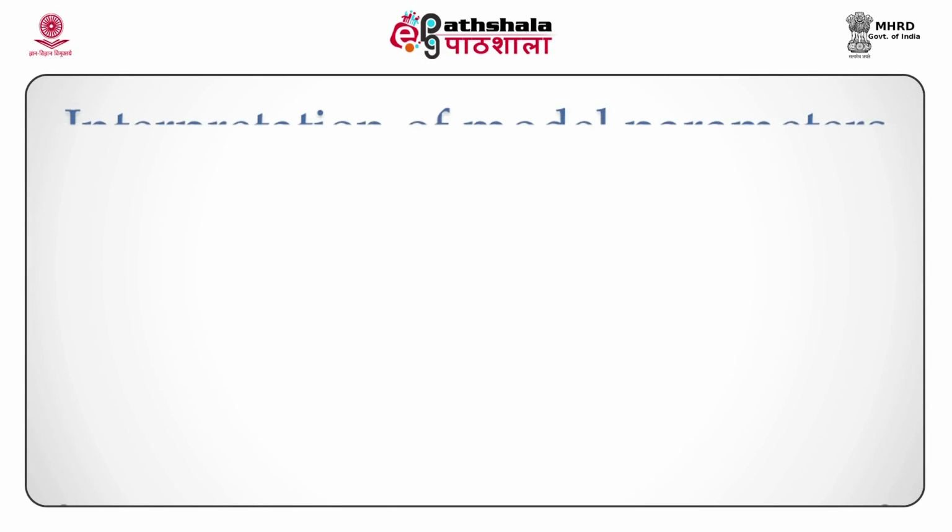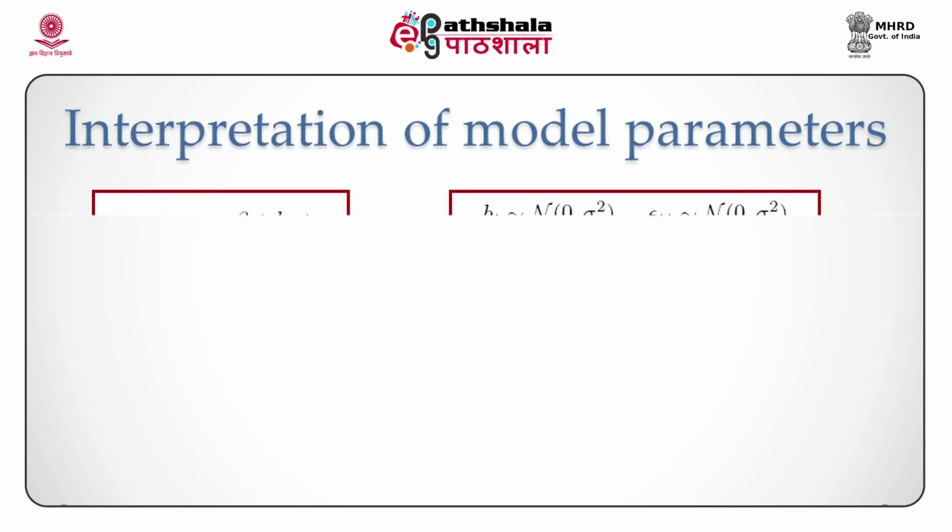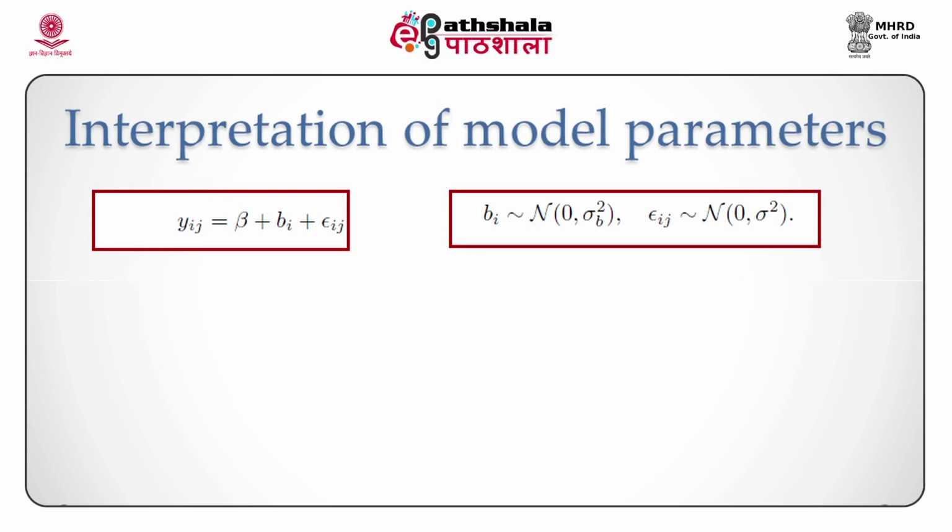One interesting difference which arises in going from linear models to GLM is the interpretation of the model parameters. Now note that if y is continuous, Yij equals beta plus bi plus epsilon ij. Because of the assumptions about bi, if we take expectation over bi, the expectation of beta plus bi is equal to beta, which means that while bi can be represented as a deviation, beta can be interpreted as an overall mean.